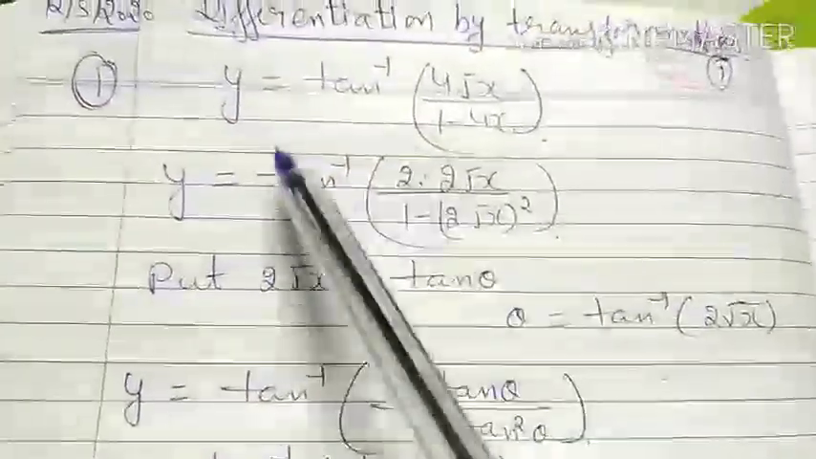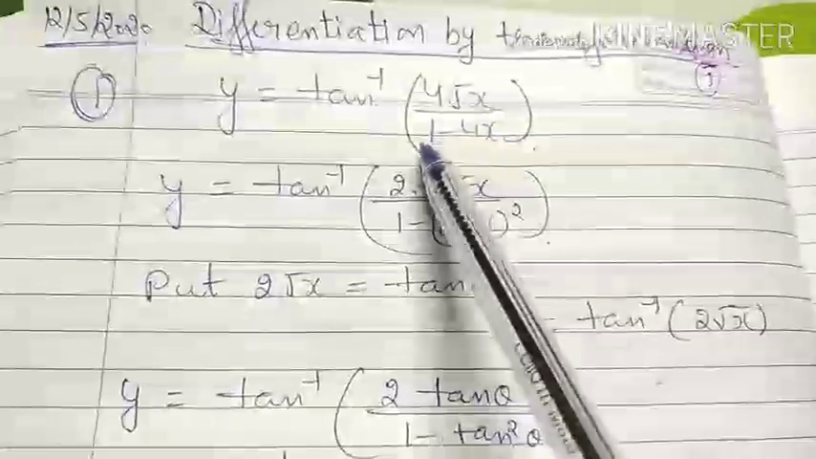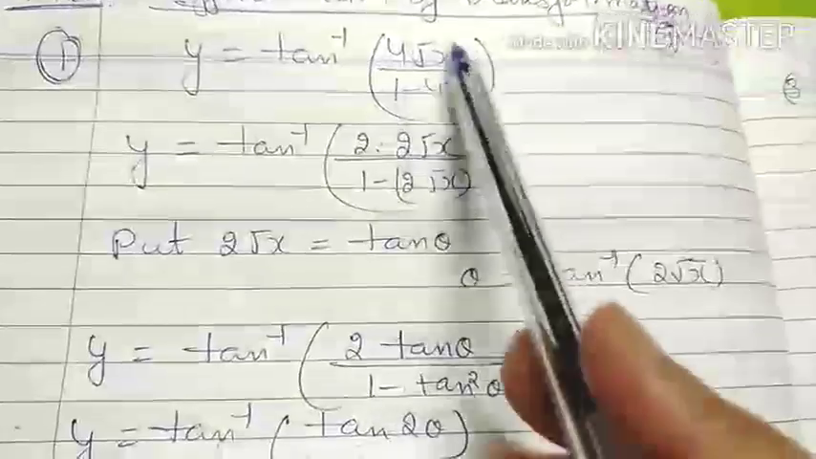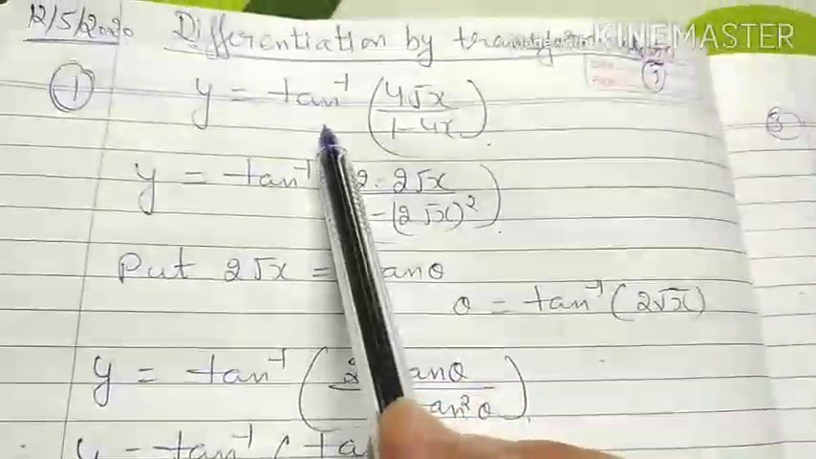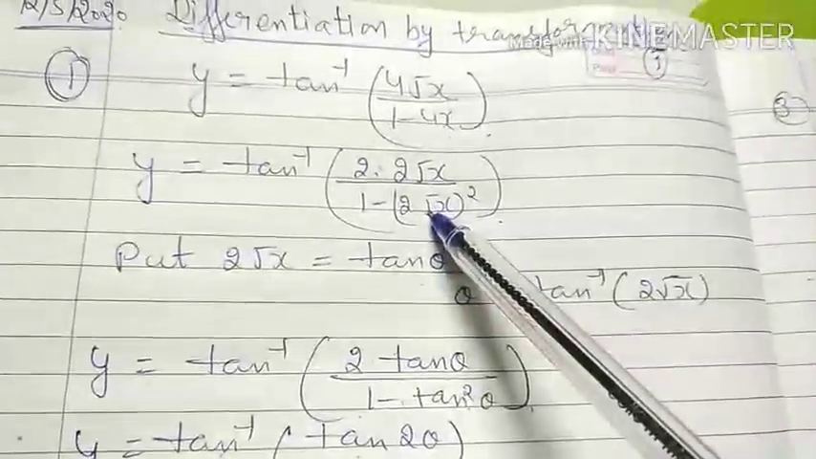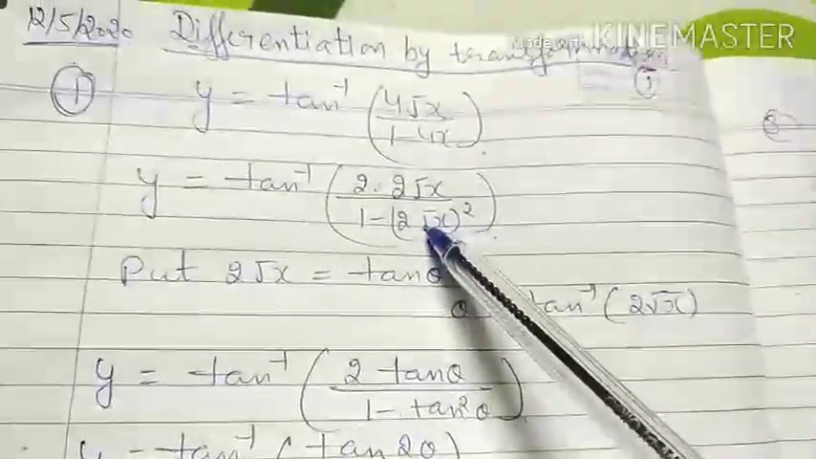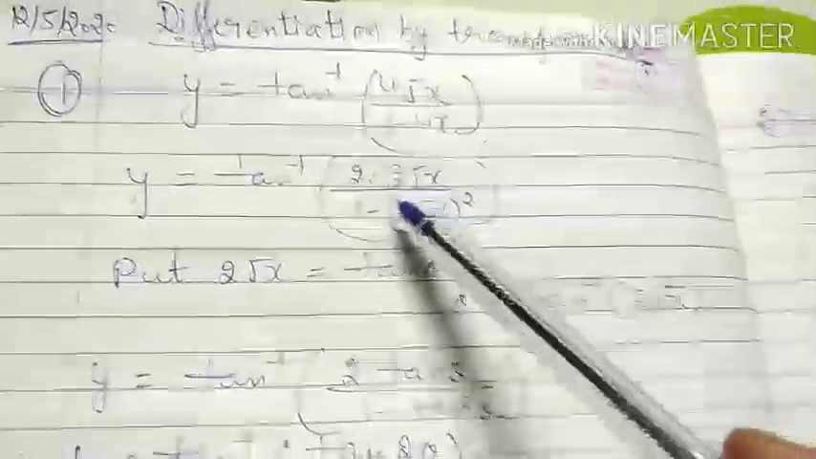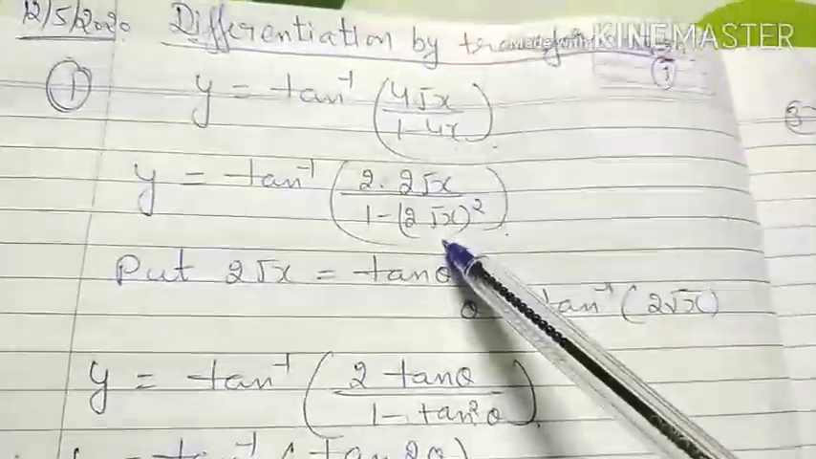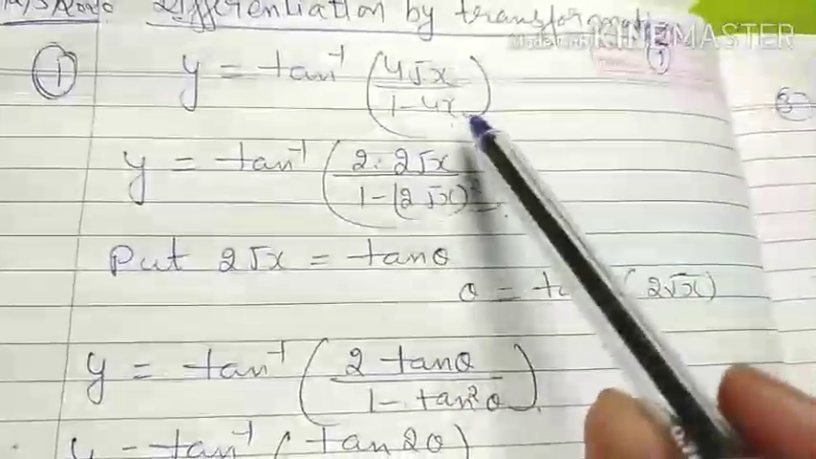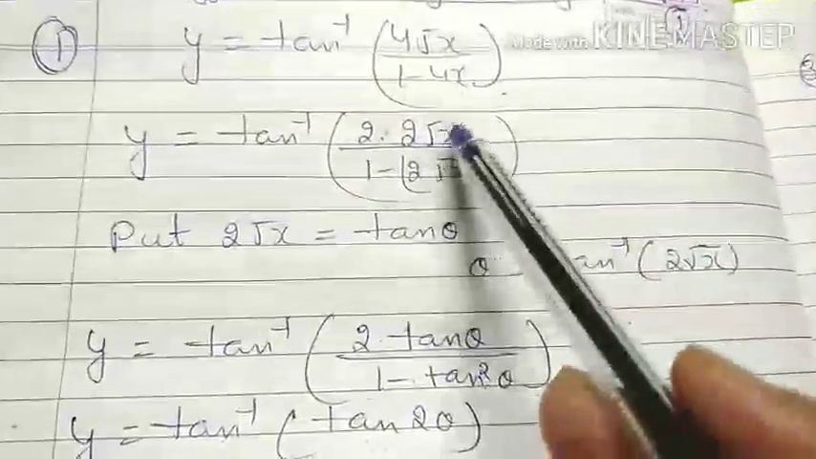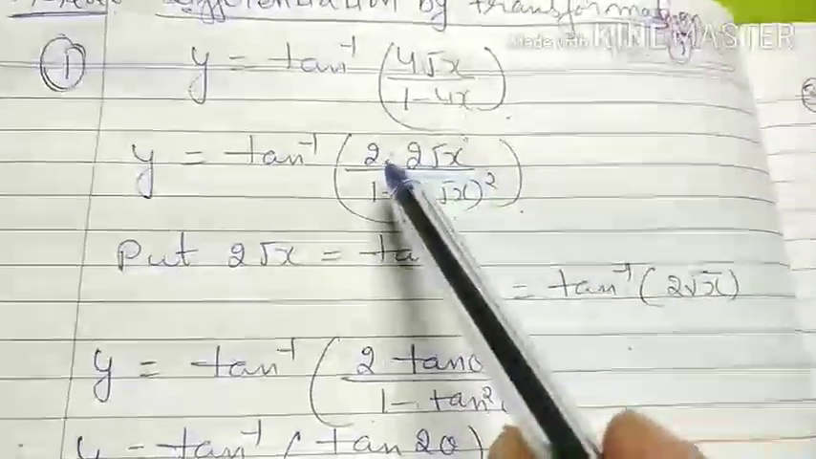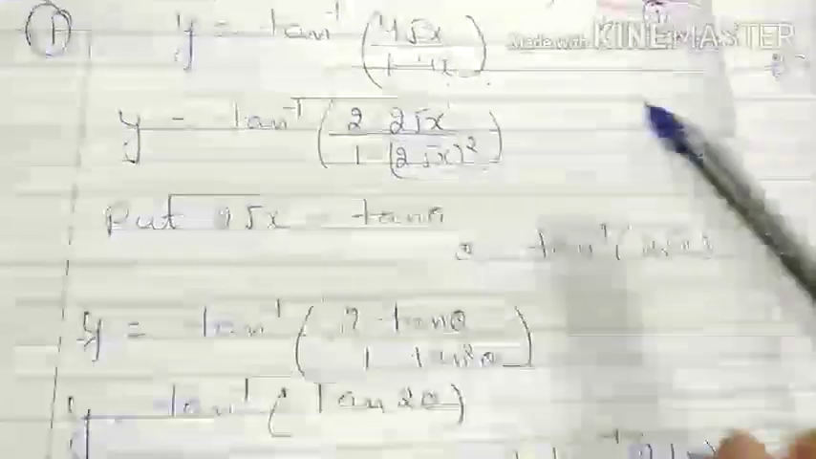In this, I have the first question: y is equal to tan inverse of 4 root x upon 1 minus 4x. I convert this 4 root x into 2 form because I need the formula inside to cancel this tan inverse. So here I need the formula that is considered in the form of tan theta. If I separate the 2 here, because I know the tan 2 theta formula is 2 tan theta upon 1 minus tan square theta, I keep 2 separate from here, and 4x is written as 2 root x squared. If I consider this whole term as x, it is the same as the formula tan 2 theta, 2 tan theta upon 1 minus tan square theta.